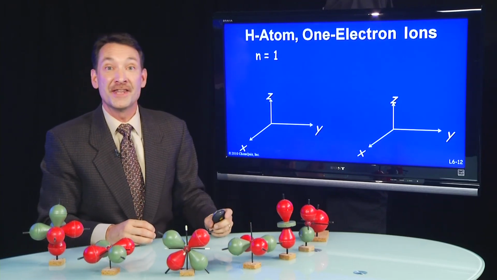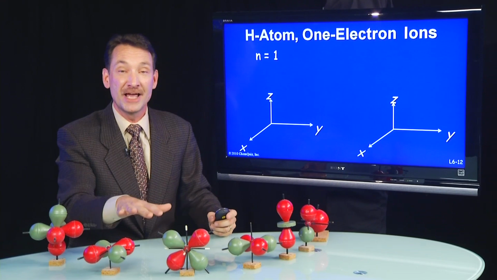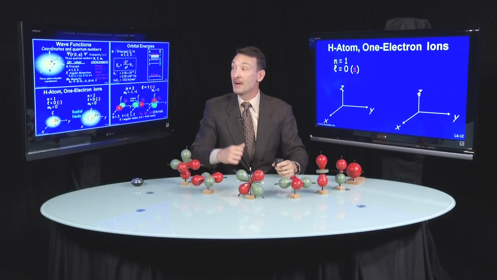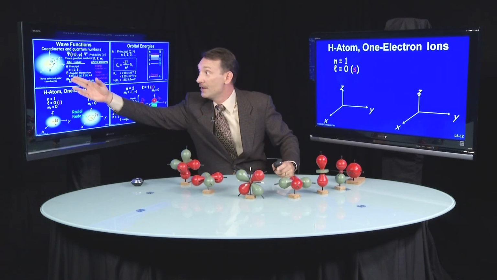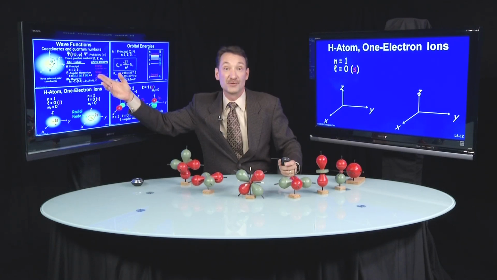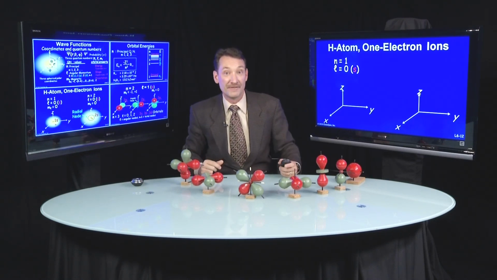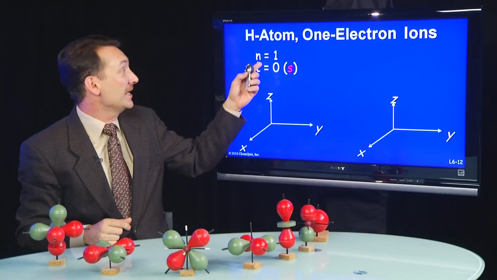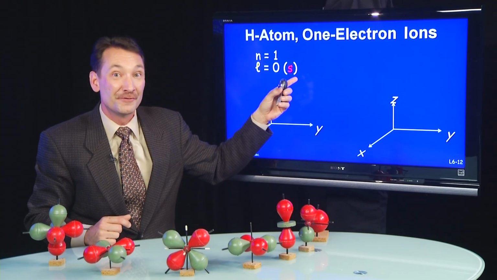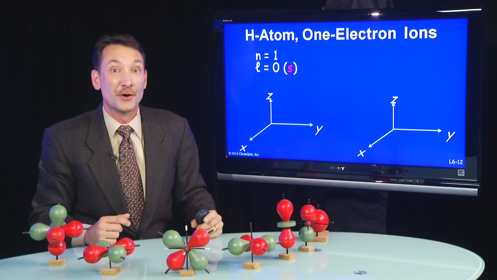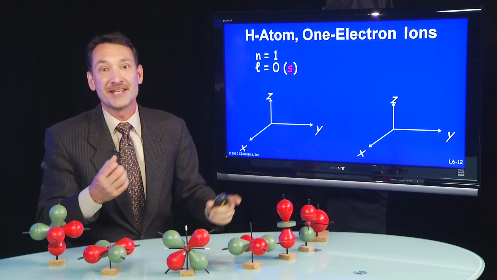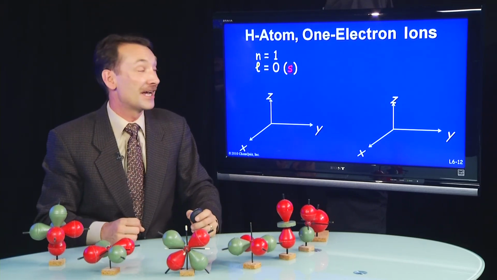For n equal 1, that's the ground state, the lowest possible energy level, we'll have one value of L. Now remember, L goes from 0 to n minus 1. So if n is 1, the only possible value of L is 0. So for n equal 1, we can have L equals 0, and we're also going to use the designation S for the quantum number L. So if I say L is S, or if I say L is 0, I'm saying the same thing. You have to memorize that little connection.